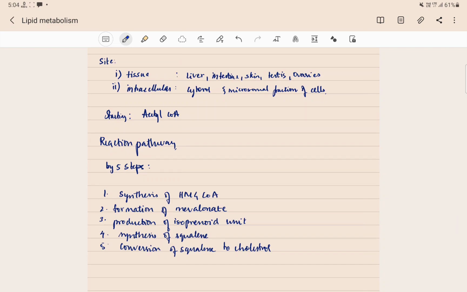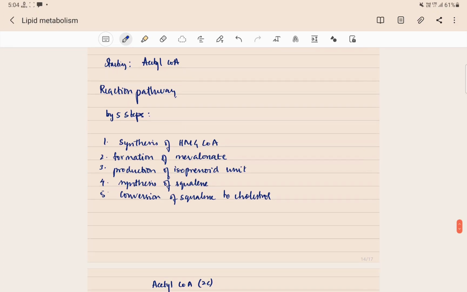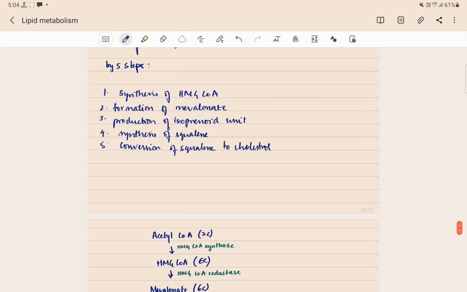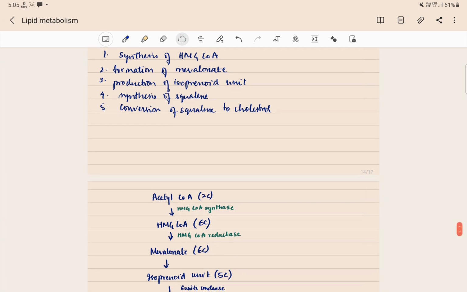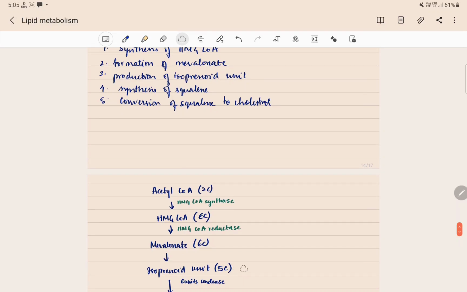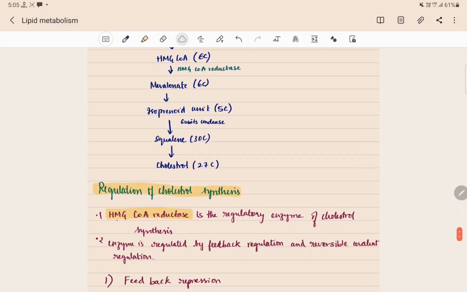The starting compound for cholesterol synthesis is acetyl-CoA. It occurs in 5 steps. The first step in cholesterol synthesis is synthesis of HMG-CoA. HMG-CoA synthesis is the first step. The second step is mevalonate formation, and then the third one is isoprenoid formation, and then squalene, and then cholesterol.